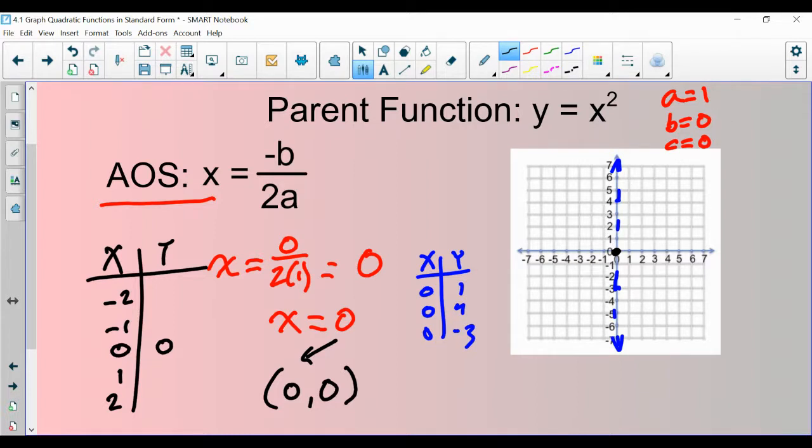So what you're going to do from here is you're going to plug in 1 into x and see what you get out for y. Whatever you get out for y is going to go here. When you plug in 1, 1 squared is 1. You get 1. 1, 1. That's right there. Now plug in 2. 2 squared is 4.